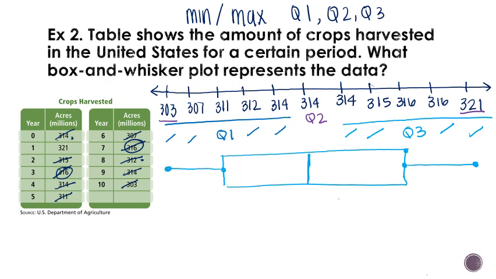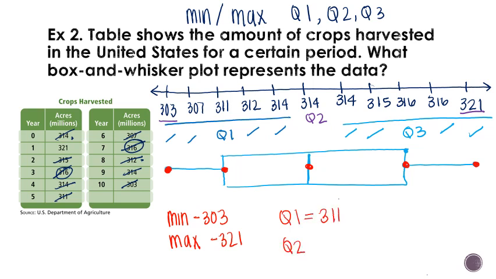Alright, and then I'm going to take a different color and make sure I label everything down here just in case it's hard to see. So minimum is 303, max was 321, Q1 was 311, Q2 was 314, and then Q3 was 316.